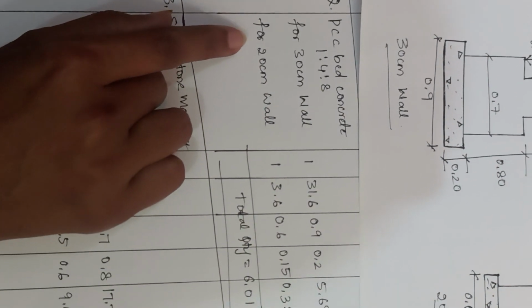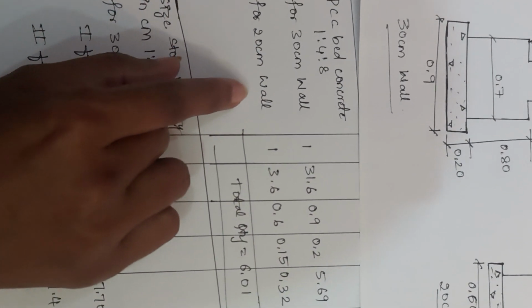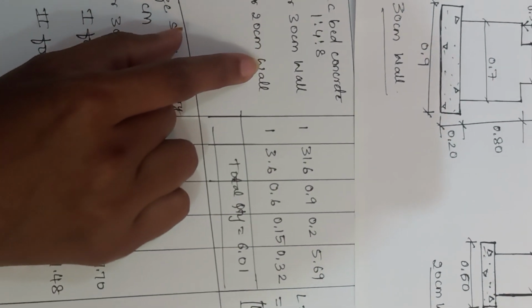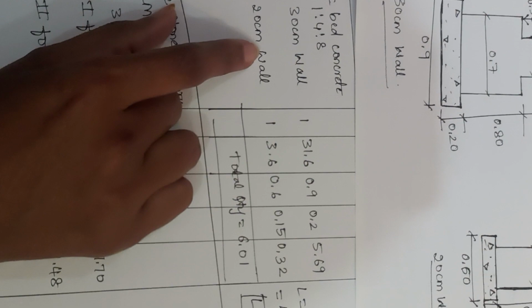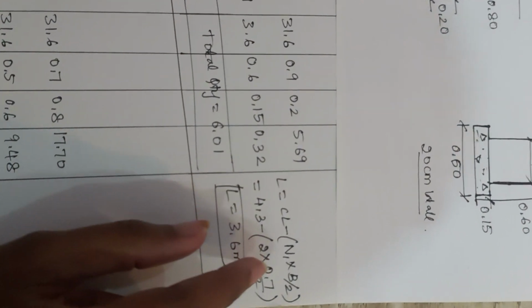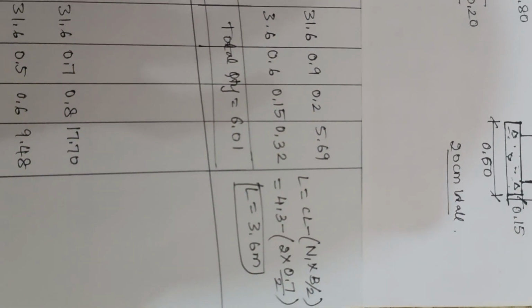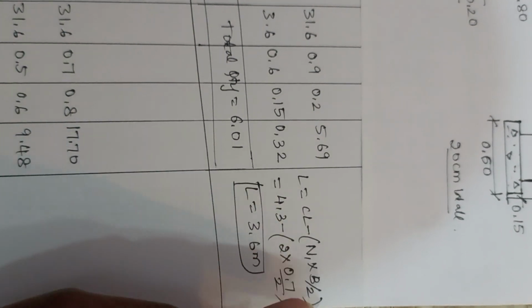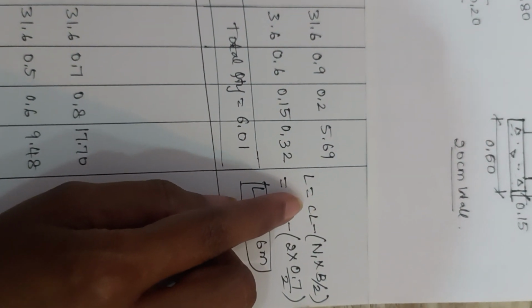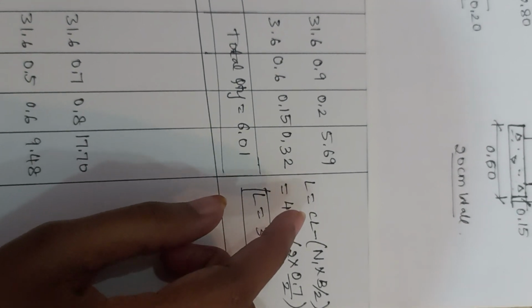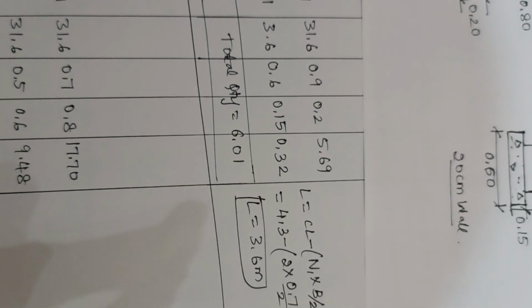Then moving to the next type of wall, that is the 20 centimeter wall. Here we have to show the calculation. We will be getting a new length for your item of work. That new length you will get from the formula L is equal to CL minus N1 into B by 2, where CL represents the clear center to center length of your 20 centimeter wall that you will be getting from the very first step itself.